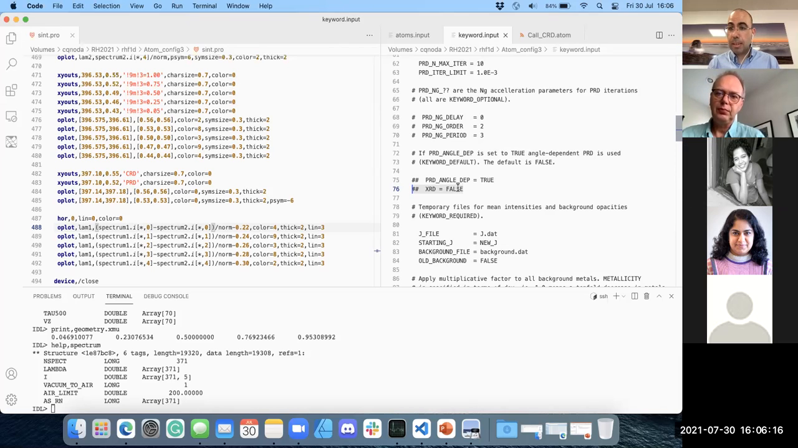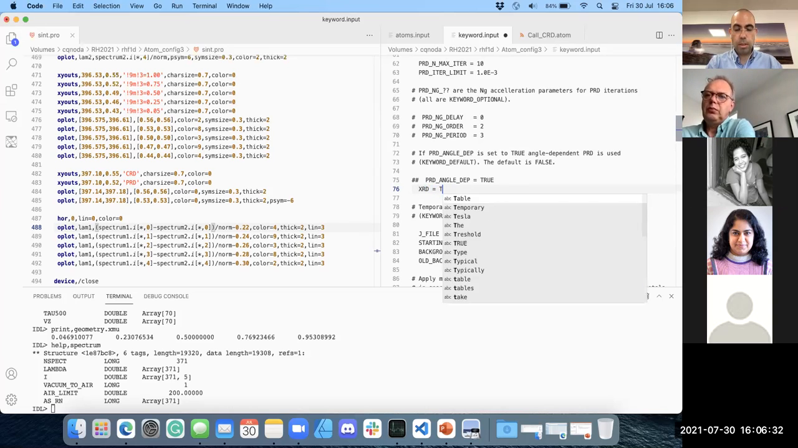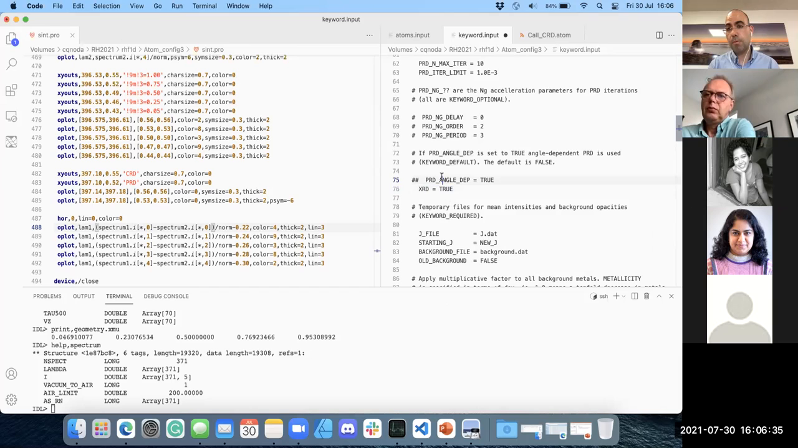But as an exercise, you can also try to just switch on PRD for the calcium line and then overplot the result of using it like this, or just putting XRD true here. And then at least for one ray or for one heliocentric angle, you may check if it's very different or not. I think it may be more accurate, but I don't know how different it can be. Okay.